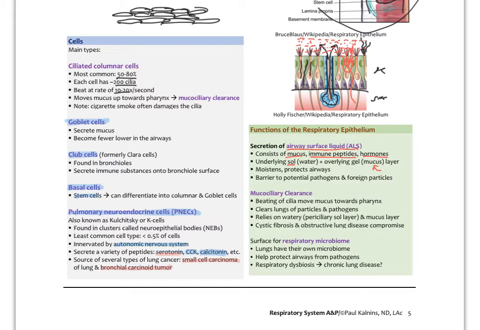So this is normally, though, to protect and moisten the airway, and it's a barrier to potential pathogens and foreign particles. There's the mucociliary clearance that we just talked about, and that is made up of the beating of the cilia that moves the mucus toward the pharynx, clearing the particles and the pathogens, and it relies on that water layer. Another more medical and technical name for this is the periciliary, so around the cilia, sol layer, and the mucus layer. So it needs both layers. Now, unfortunately, cystic fibrosis, this is a genetic condition in which there's a mutation in the gene for the chloride transporters.